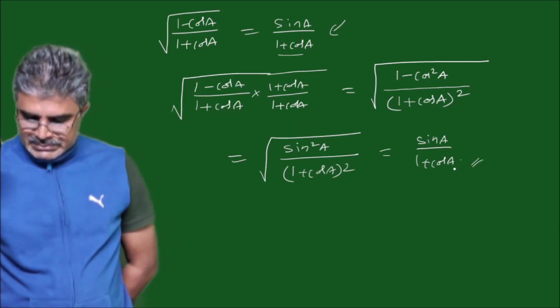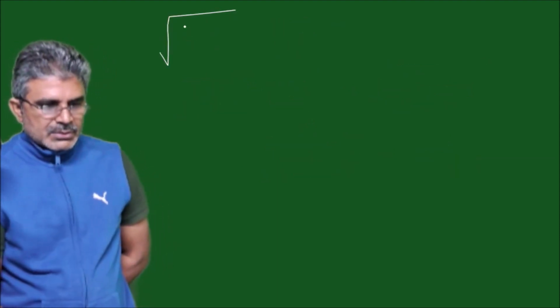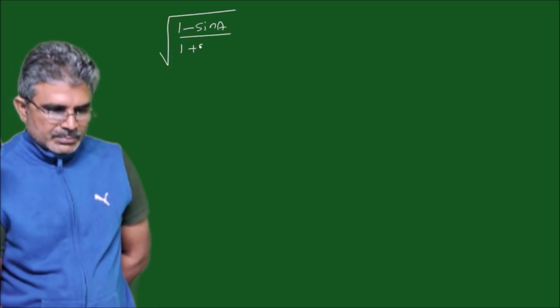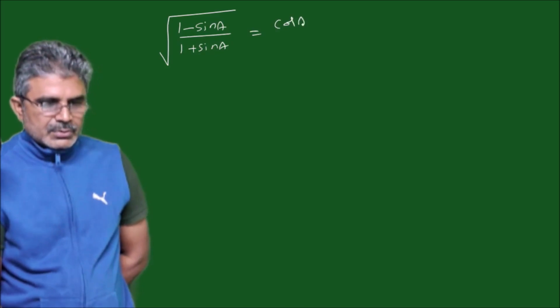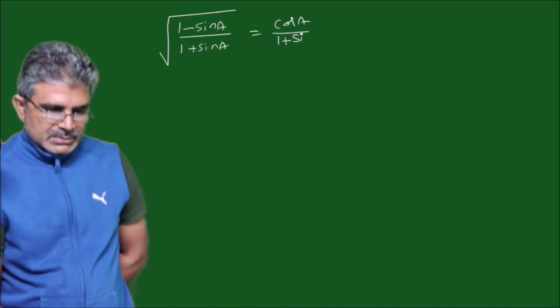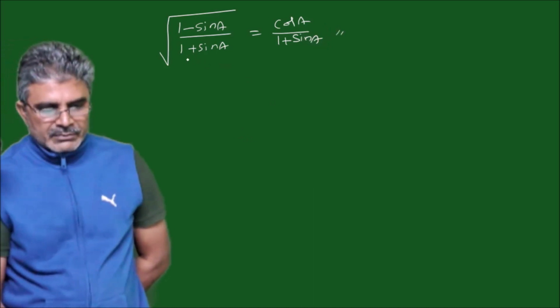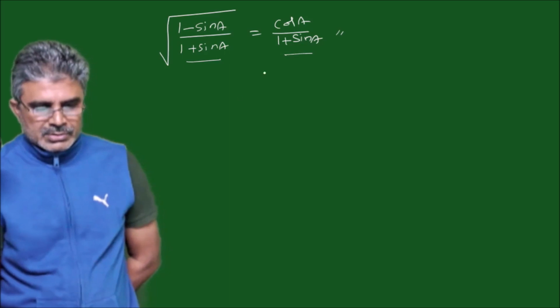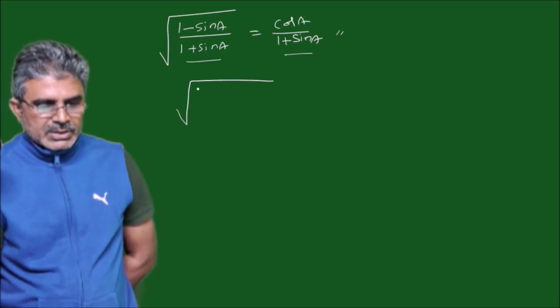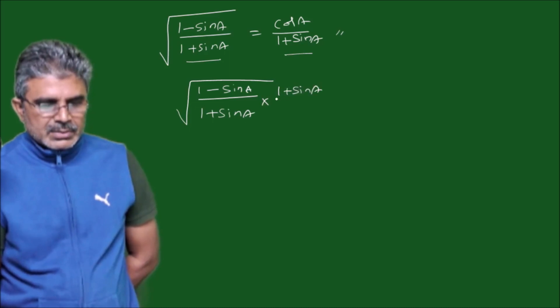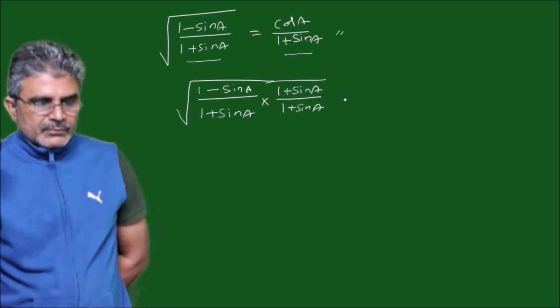and we got the RHS. Our next question is square root of (1 minus sin A) divided by (1 plus sin A), which should be equated to cos A by (1 plus sin A). So it is all the same as the previous one. We have 1 plus sin A in the denominator in those two terms. So rationalize the numerator. Consider square root of (1 minus sin A) by (1 plus sin A) and multiply (1 plus sin A) by (1 plus sin A) for the rationalizing.